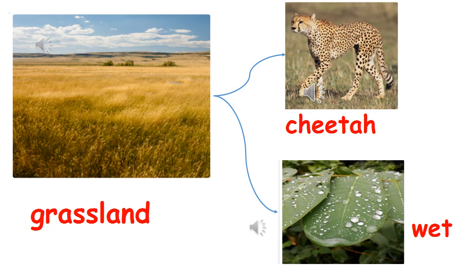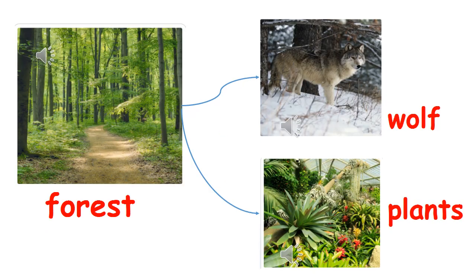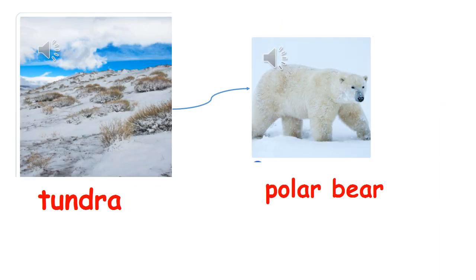Grassland. Cheetah. Wet. Forest. Wolf. Plants. And two more words. Tundra. Polar bear.